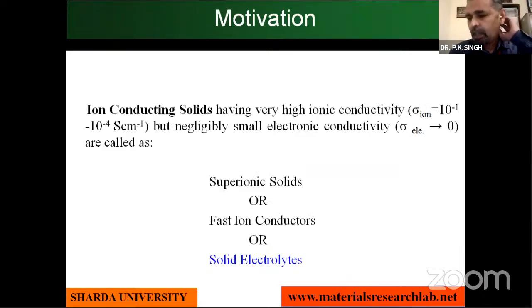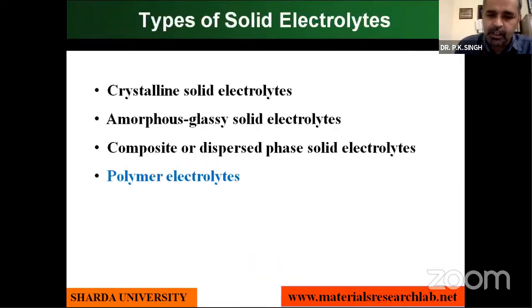The area where I am working particularly is known as ion conducting solid, because my PhD supervisor, the late Professor Suresh Chandra, introduced me to this area. This area is also known as super ionic solid, fast ion conductor or solid electrolyte. Now, if I classify solid electrolytes, various classes of materials are available here. It may be crystalline solid electrolyte, glassy material, composite and nanocomposite material, and then polymer electrolyte. The area where I am currently interested and where I have already put some research contribution is known as polymer electrolyte.